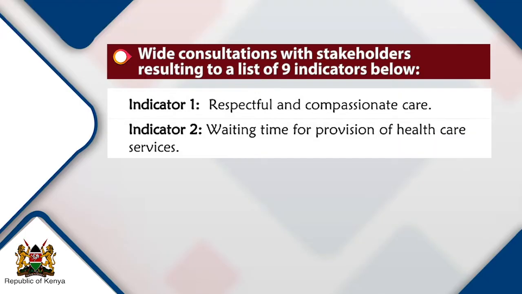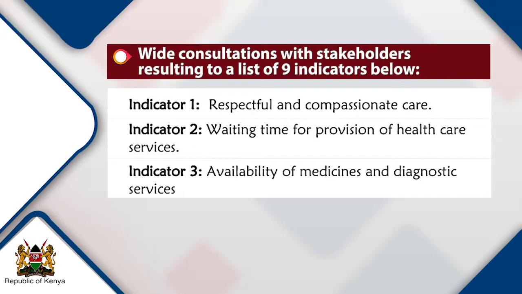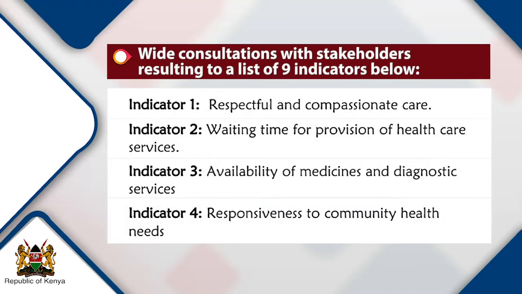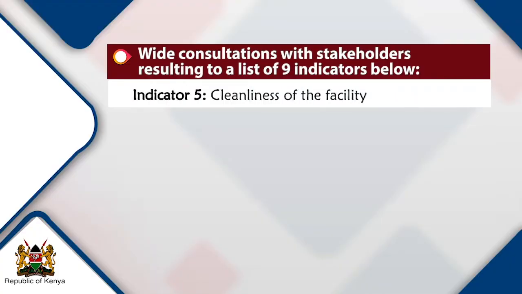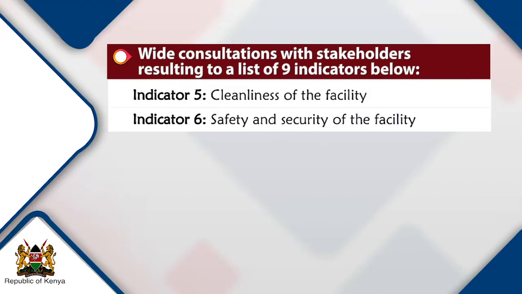Indicator 3. Availability of medicine and diagnostic services. Indicator 4. Responsiveness to community health needs. Indicator 5. Cleanliness of the facility. Indicator 6. Safety and security of the facility.